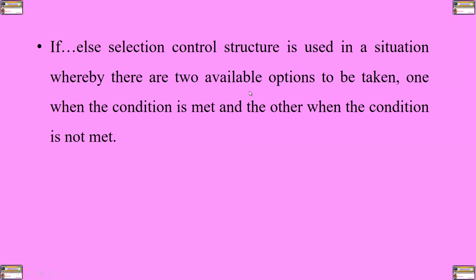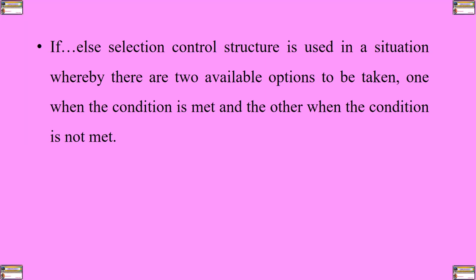What is an if-else selection control structure? An if-else selection control structure is a control flow that is used in a situation whereby there are two available options to be taken, one when the condition is met, and the other when the condition is not met. So this control structure gives us an additional action to take.